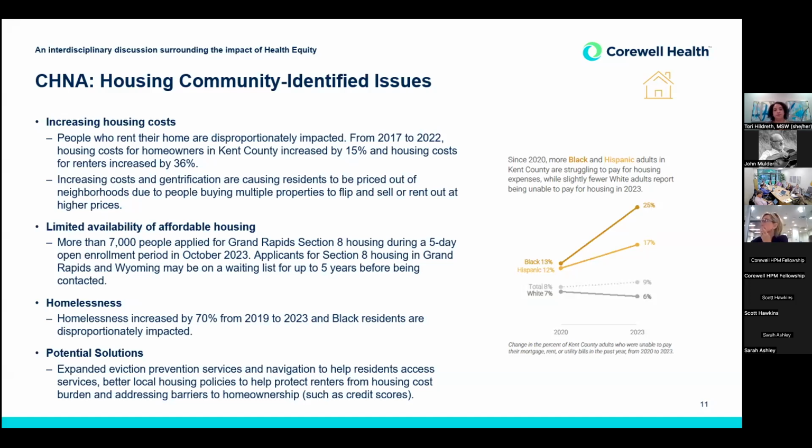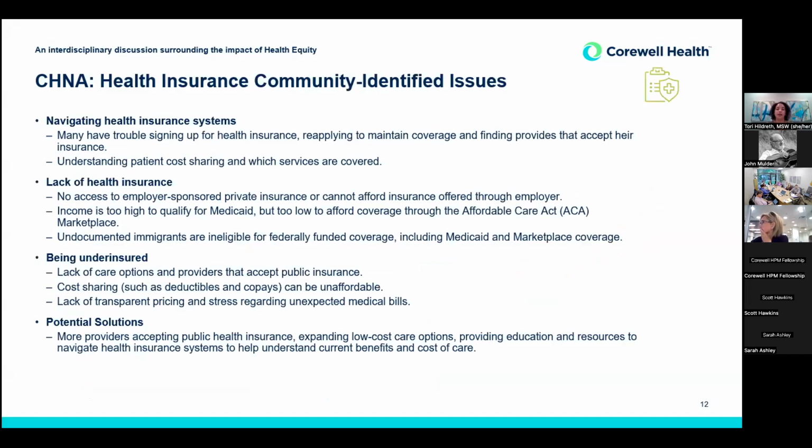Next, we'll dive into the next point of health insurance. Health insurance impacts access to all. Their data points here are not just health, but also dental, medical, mental health, as well as prescriptions and medications. And these are the 3 bullet points that they've struggled with: navigating health insurance, lack of insurance, or being underinsured.